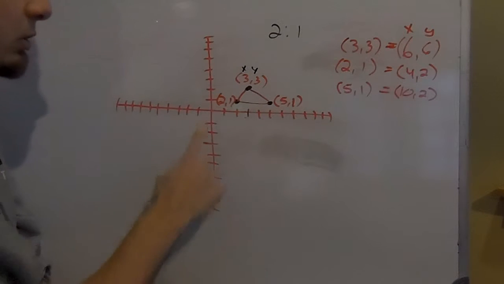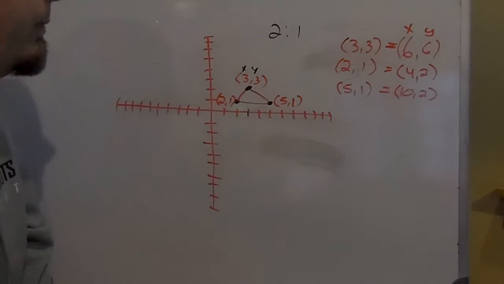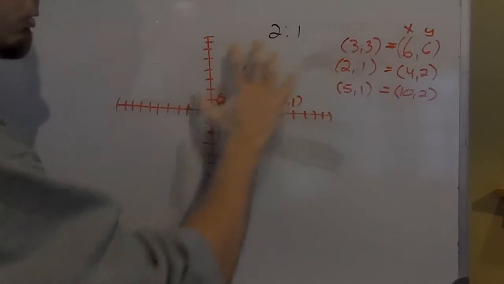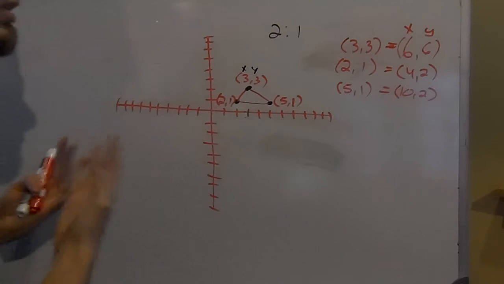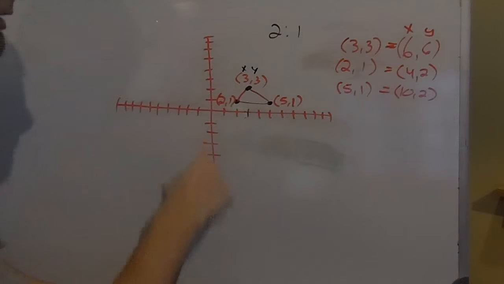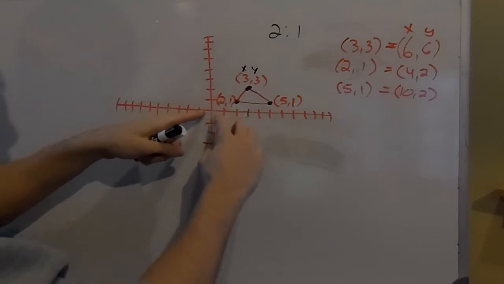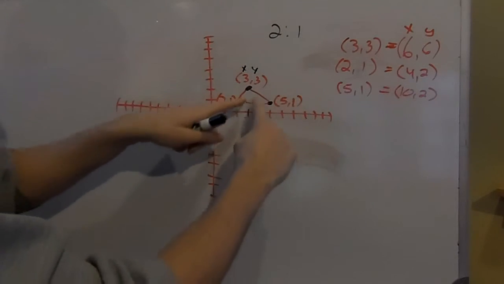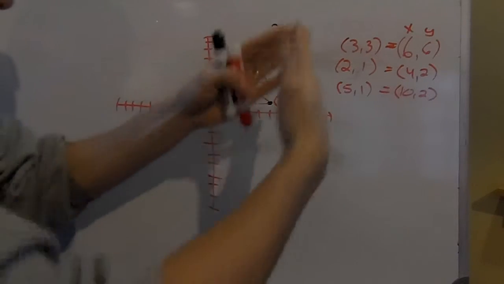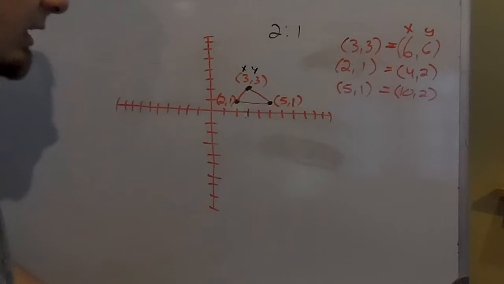I am not going to use the origin as my center of dilation because I don't want to clutter this area of my board. I want you to be able to clearly see what I'm doing. If I use the origin, my new points for my new triangle are going to be over here, and so my little triangle will be inside my big triangle and things will start to get cluttered, and I don't want that to happen.